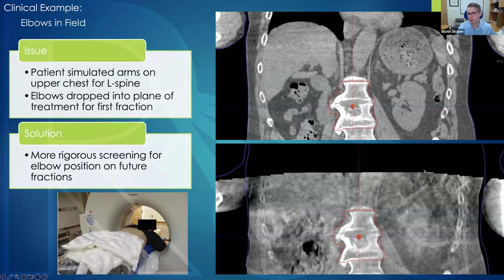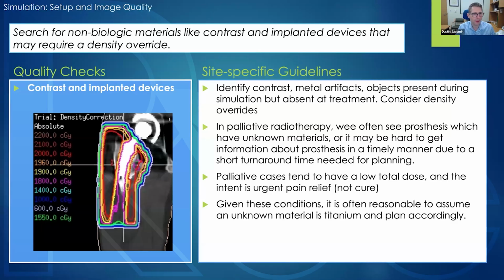But this is kind of an example of how the patient's arms aren't up and over their head. They can kind of drop into the treatment field if you're not careful. A quick note on non-biologic materials.